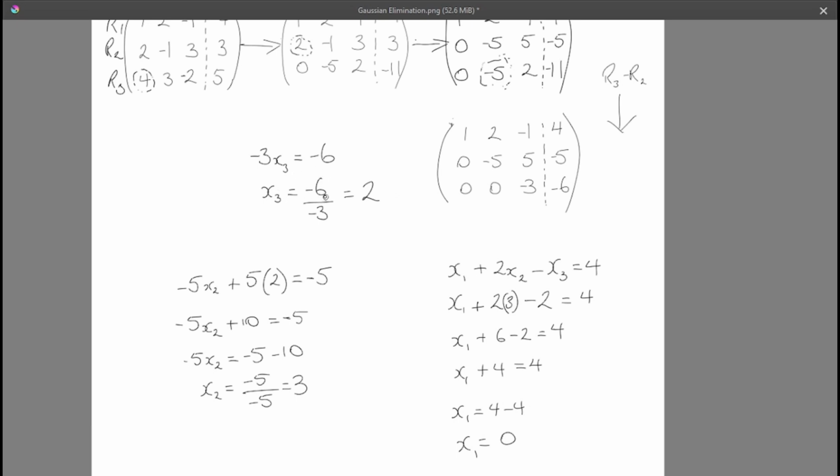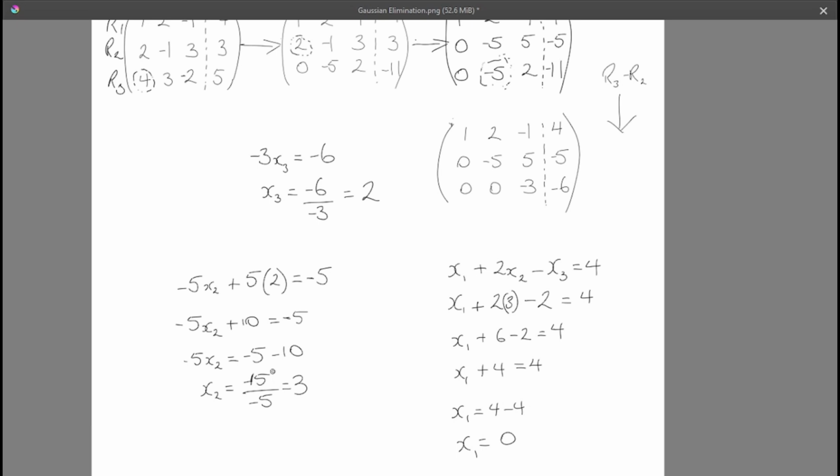So x3 will be equal to minus 6 and minus 3, which will be 2. So now we have x3. And we could come to the second equation, and we could say that minus 5x2 plus 5x3, and we know that x3 is 2, so let's substitute x3 for 2, equal minus 5. So minus 5x2 plus 10 equal minus 5.